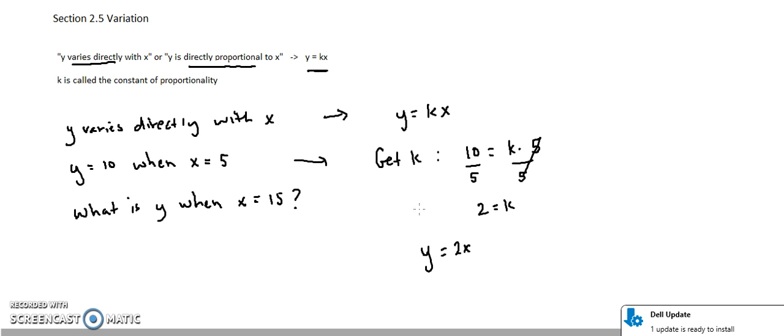All right, so now that we've finished step 2, we have k, we should be able to go back and answer whatever question they're asking of us. So what is y when x is equal to 15? That's step 3. We plug in 15 for x, and we get that y is equal to 30. Okay, and that's what we were expecting from the beginning just by using some common sense and reasoning. Okay, but in general, these are our 3 steps. Set up the equation, use what you know to get k, and then plug in the values that you're looking for.